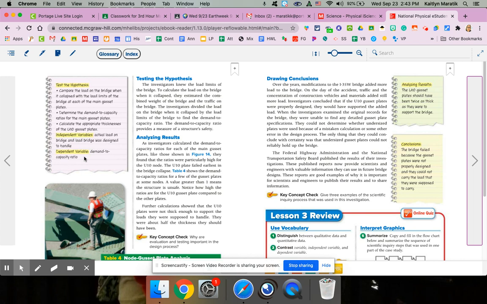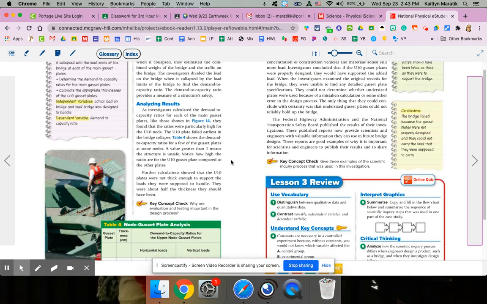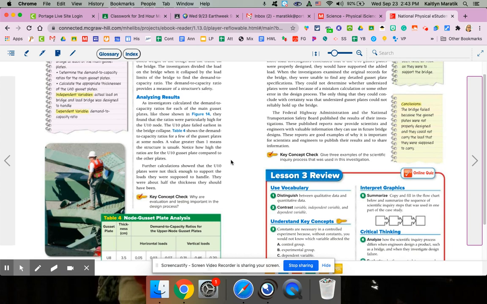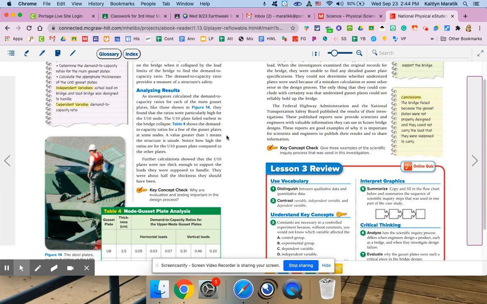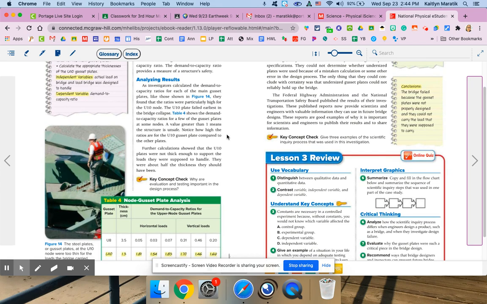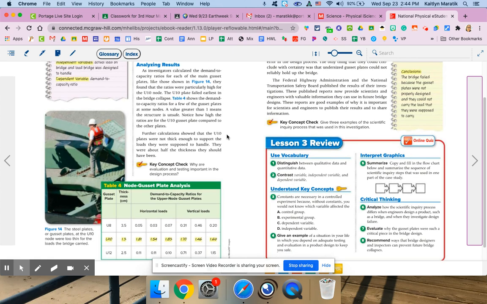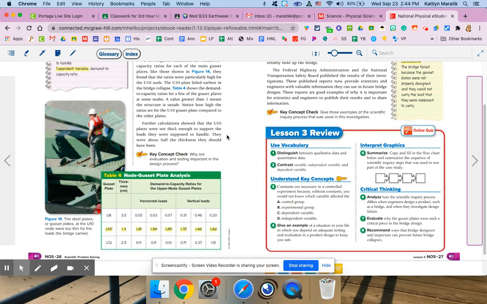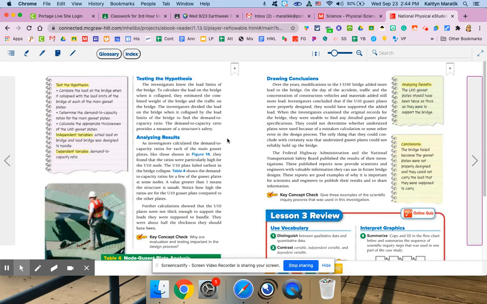So, analyzing the results. As investigators calculated the demand to capacity ratios for each of the main gusset plates, like those shown in Figure 14, they found that the ratios were particularly high for the U10 node. The U10 plate failed earliest and the bridge collapsed. Table 4 shows the demand to capacity ratios for a few gusset plates at some nodes. A value greater than 1 means the structure is unsafe. Notice how high the ratios are for the U10 gusset plate compared to the other plates. Further calculations show that the U10 plates were not thick enough to support the loads they were supposed to handle. They were about half the thickness they should have been.